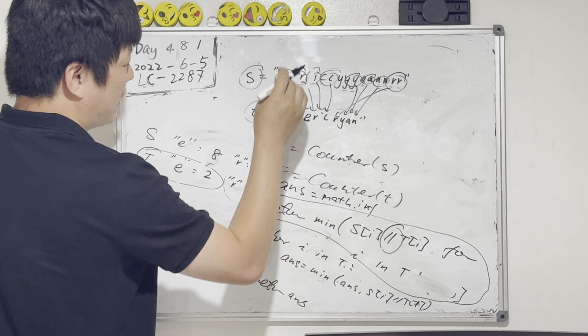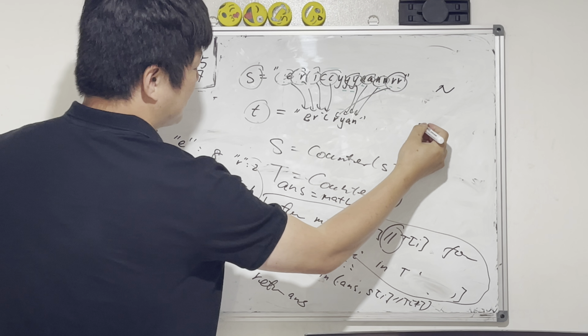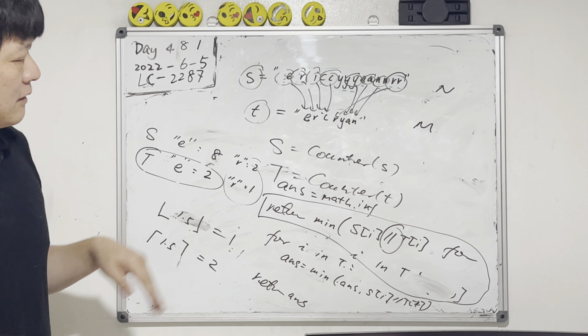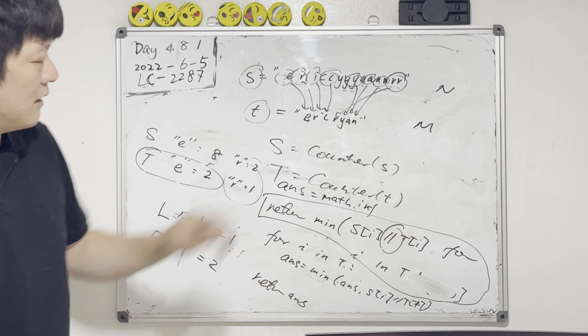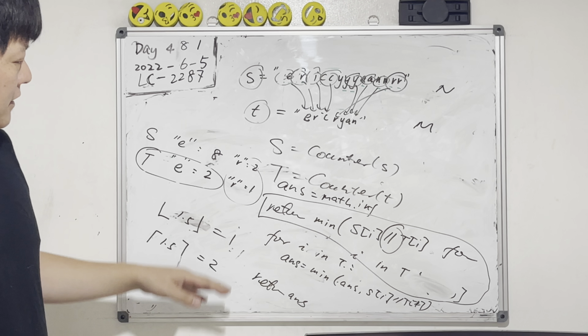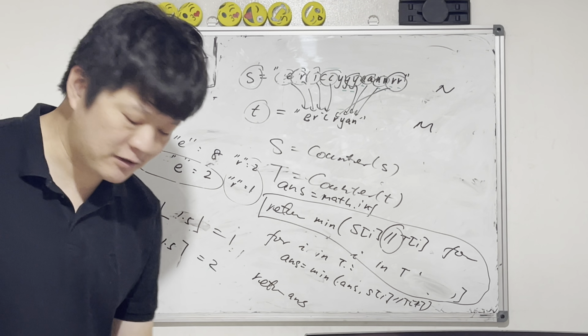The size of the string S is N. The size of the string T is M. So basically we need to go through twice. One time here, one time here, okay? So the time complexity is O(n) plus m. The space complexity will be O(n) plus m because we're using the two counters. Yeah, any questions so far?